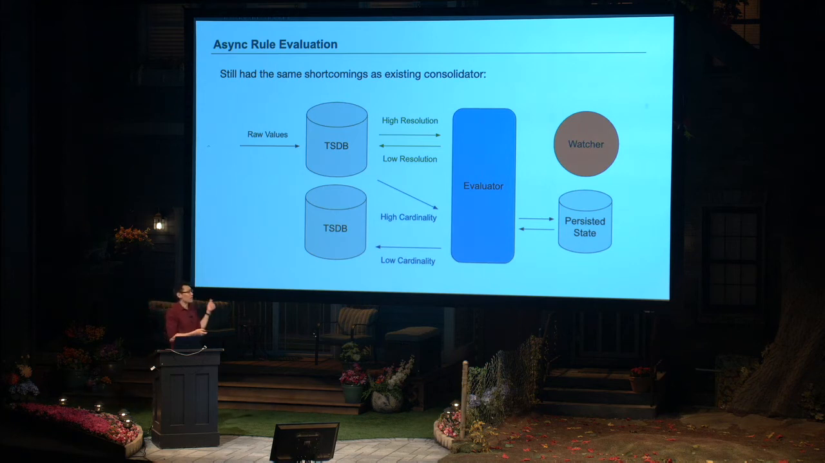Because if you're taking raw values and only keeping them for 6 hours, you need to create all of your downsamples within that 6 hours. Otherwise the data is gone for good, and you're not going to be able to create the downsampled values. So this all made the system fairly complex.